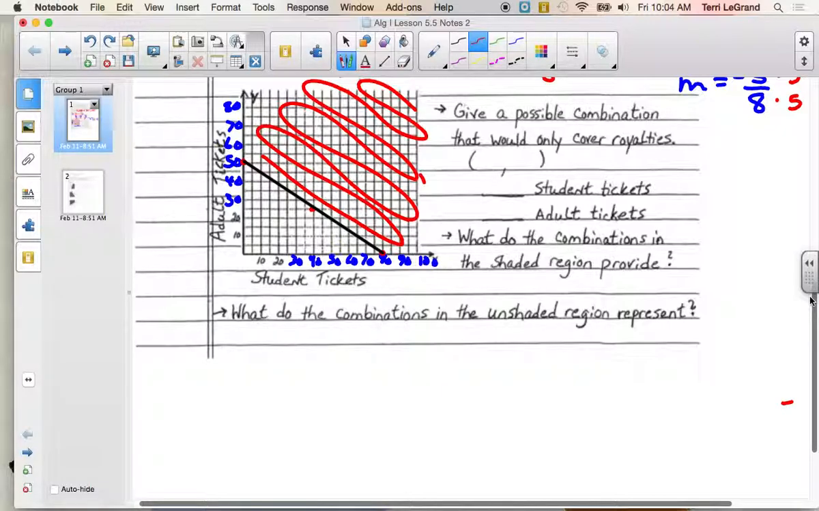So give a possible combination that would only cover the royalties. Jacob. 40, 25. 40, 25.